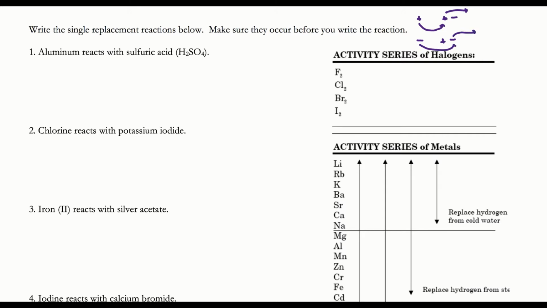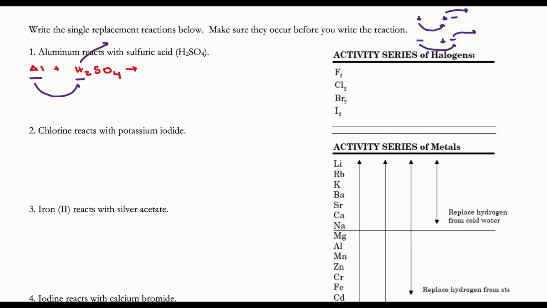Okay? So number one, aluminum reacts with sulfuric acid. So I'm going to write this out. Aluminum, Al, reacts with sulfuric acid, H2SO4. The first question I need to ask is, when aluminum is an ion, is it positively or negatively charged? The answer is it is positively charged. So that tells me that aluminum will kick out another positively charged ion, hydrogen. So this is the reaction that should occur.